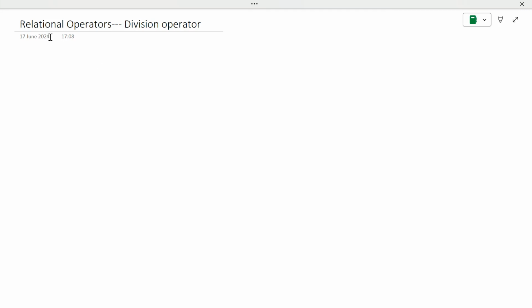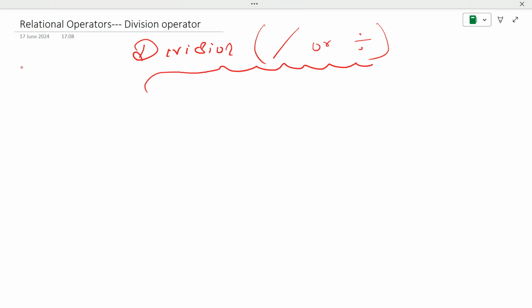Hi all, welcome back. In this video, we are going to learn about one specific kind of relational operator, and that is called the division operator. Division, as the name indicates, is represented by this, or you can write it like this. Now, what does that division mean? How does it work on the relational data table? So that's what we are going to learn.